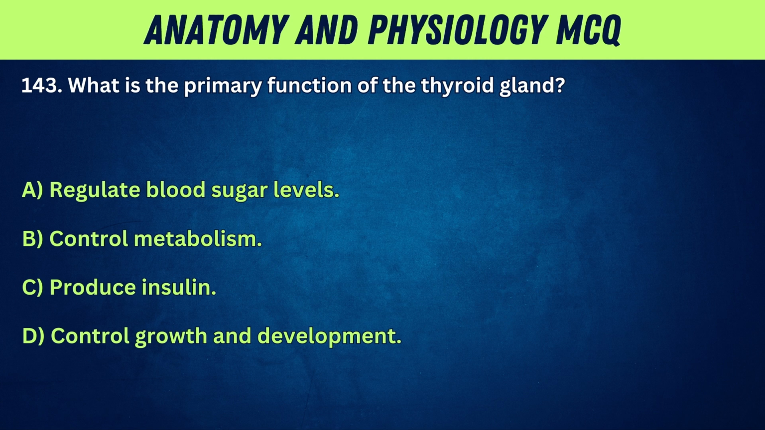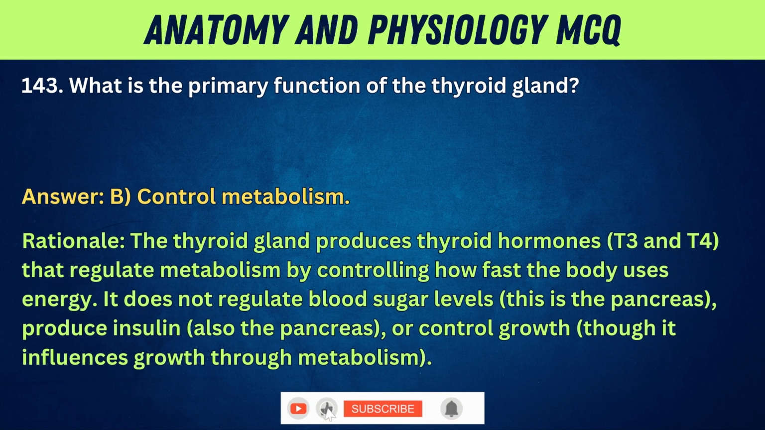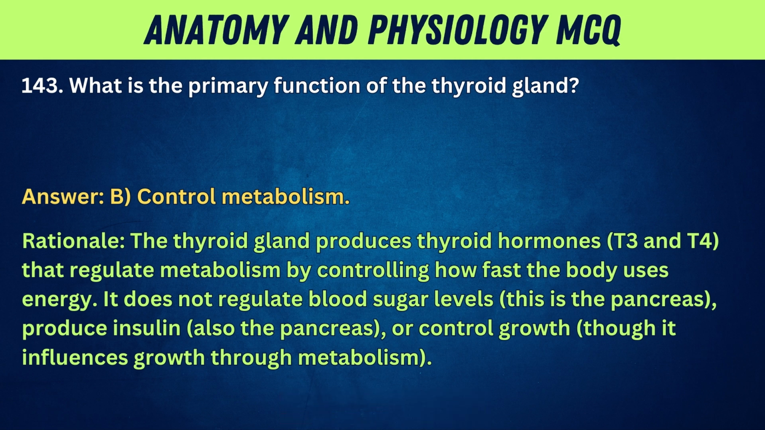143. What is the primary function of the thyroid gland? A. Regulate blood sugar levels. B. Control metabolism. C. Produce insulin. D. Control growth and development. Answer: B. Control metabolism. Rationale: the thyroid gland produces thyroid hormones, T3 and T4, that regulate metabolism by controlling how fast the body uses energy. It does not regulate blood sugar levels, this is the pancreas, or produce insulin, also the pancreas, or control growth, though it influences growth through metabolism.